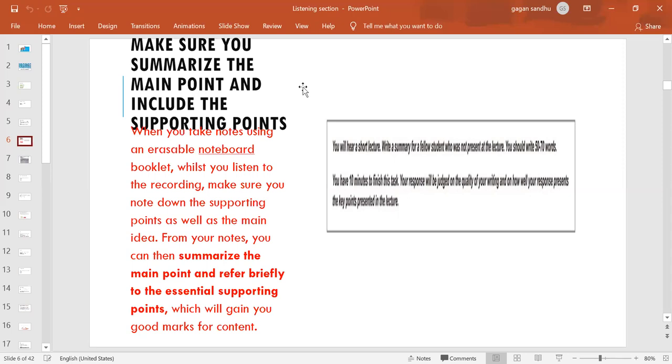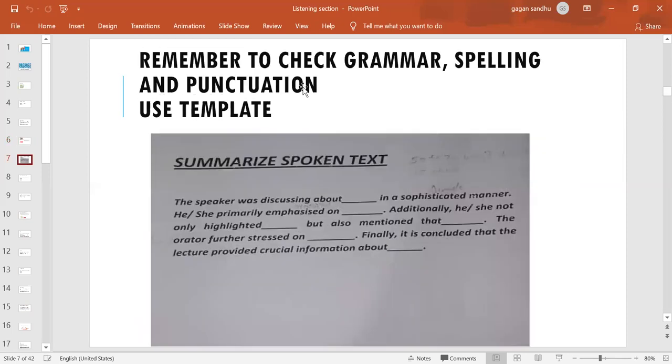If you're writing the keynotes, right, you will get good marks on the listening. And for the writing, as I told you, the punctuation, the spellings, the written discourse, all these things are important. If you're following them, you're getting score in the writing as well. So this is the template for the SPT, summarized spoken text. You see, this already has 42 words, somewhere around 40 to 43 words already there.